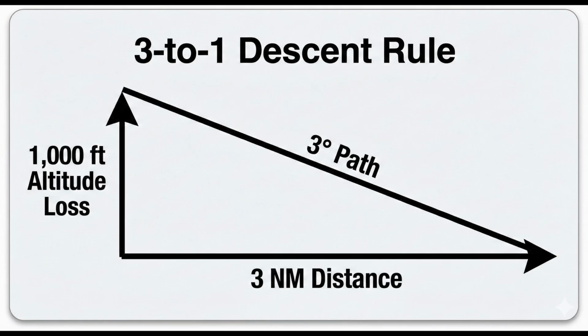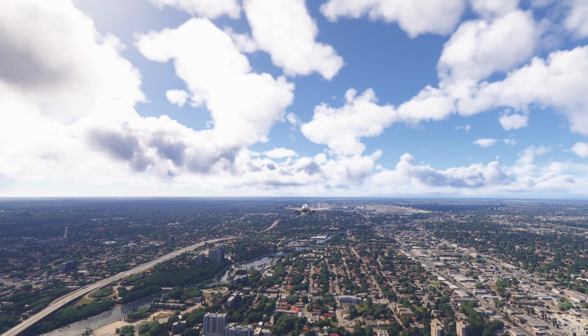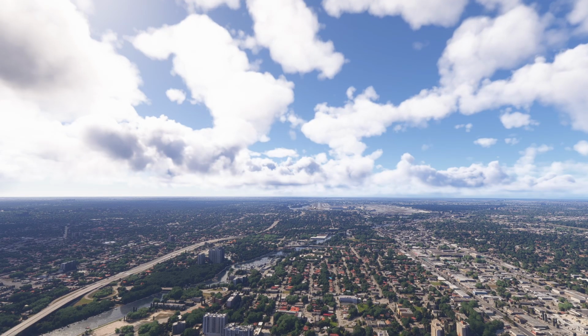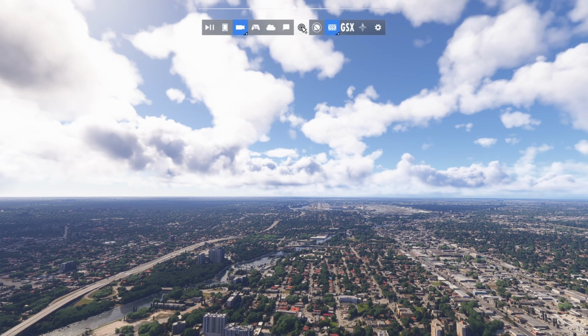For every 1000 feet you need to lose, you need 3 miles of distance. The math: altitude to lose, divided by 1000, times 3. Then the vertical speed, which is how fast you should drop.